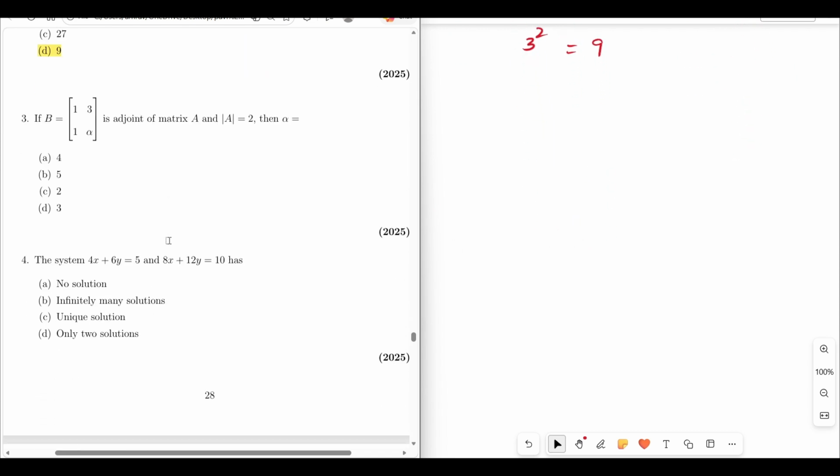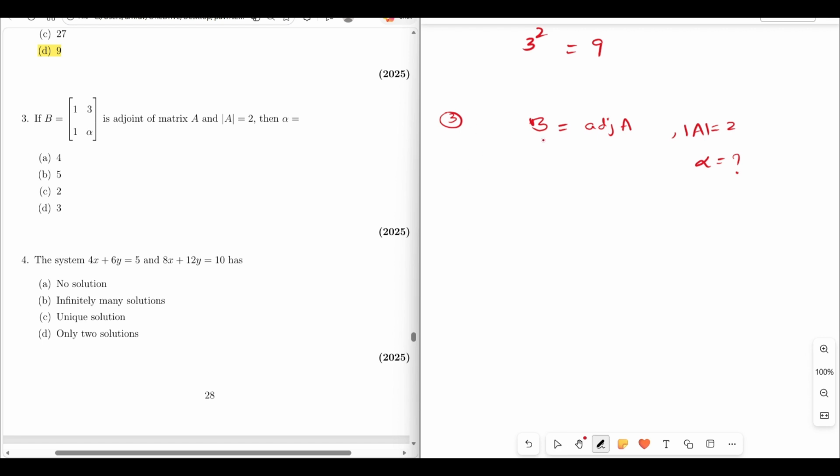Next, moving on to the third question. They have given that B is equal to the given matrix, and this matrix is the adjoint of matrix A. So B is equal to adjoint of matrix A, and determinant A is equal to 2. You are supposed to find the value of alpha. Simple question. I hope you all understood the question.